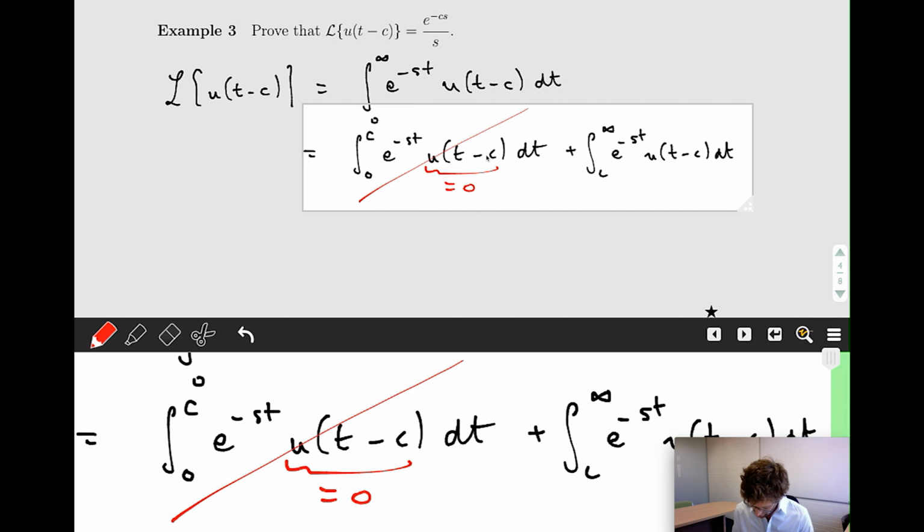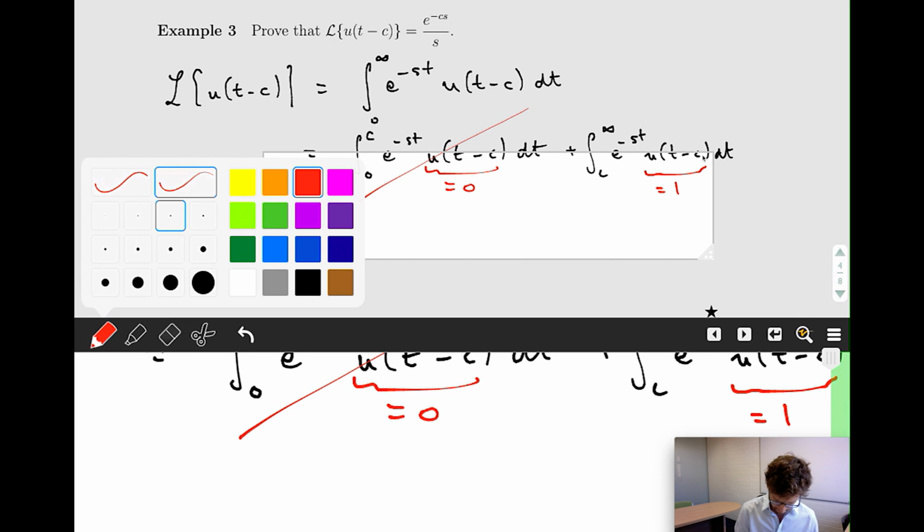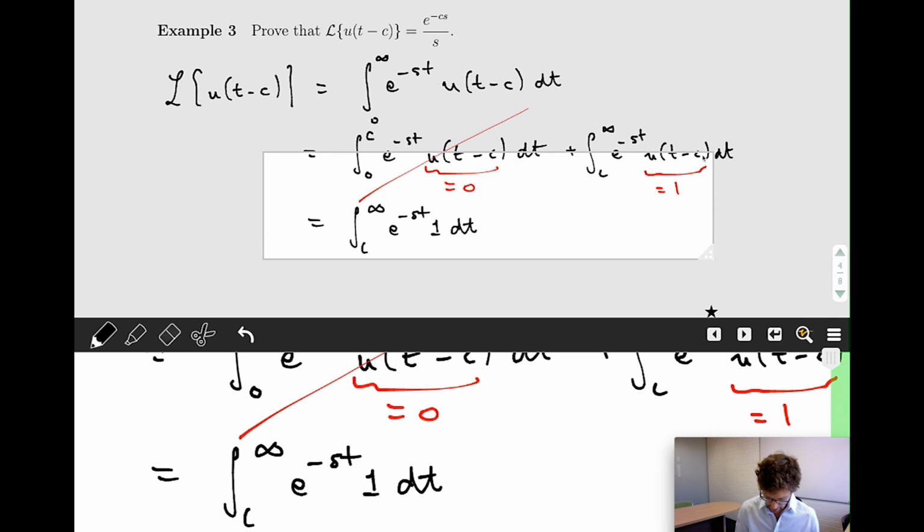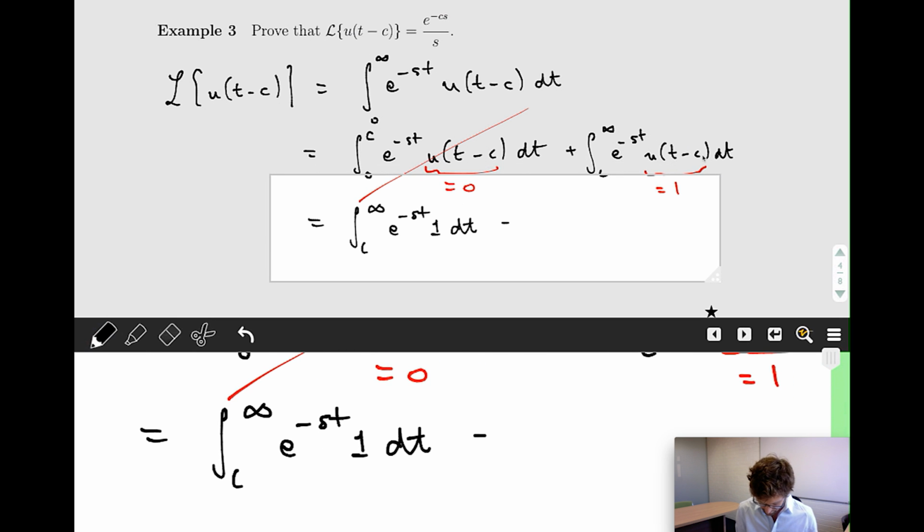On the other hand, for this integral here, what is the value of u of t minus c when t is between c and infinity? Well, t is bigger than c, so t minus c will be positive, so our step function, our Heaviside function, will be equal to 1. So that integral is going to live on. So we've got the integral from c to infinity of e to the minus st times 1. So that's an integral we can do.